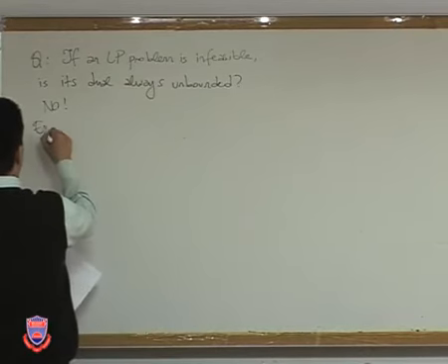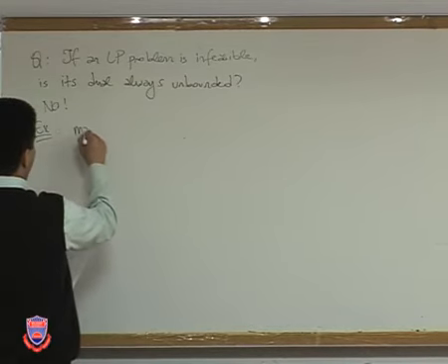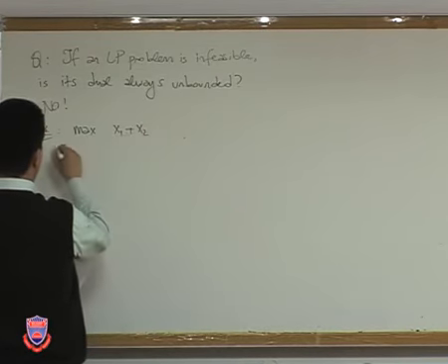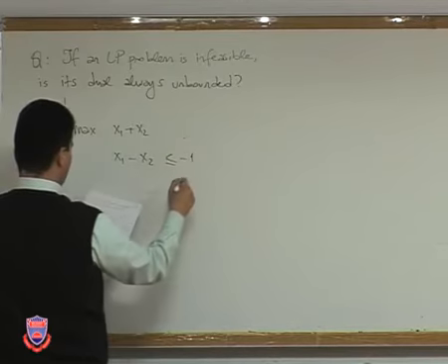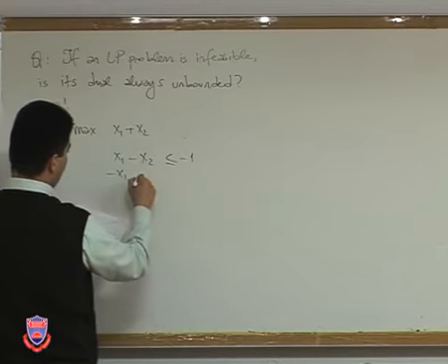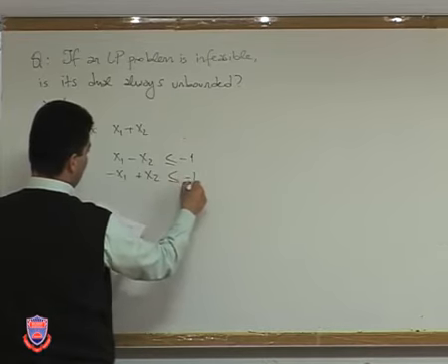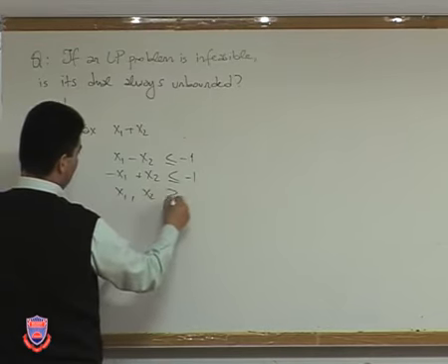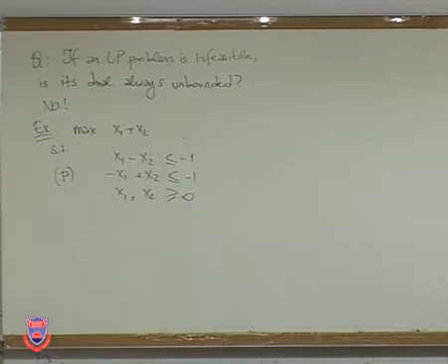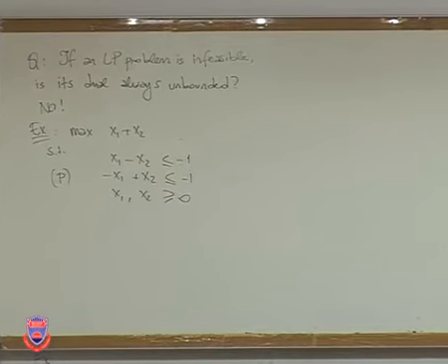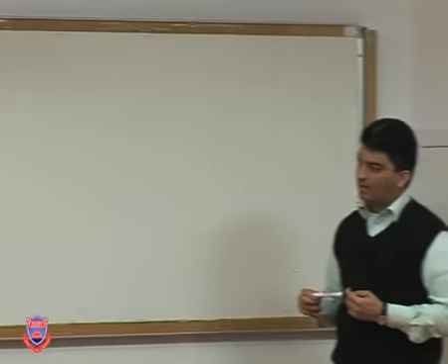Here's an example. So here's my primal problem. I want to maximize x1 plus x2 subject to x1 minus x2 is less than or equal to minus 1, and minus x1 plus x2 is less than or equal to minus 1, and x1 and x2 are non-negative. So suppose that this is my primal problem, okay? We have two less than or equal to constraints and two non-negative variables. I claim that this problem is infeasible, basically. So I claim that this problem cannot have a feasible solution.